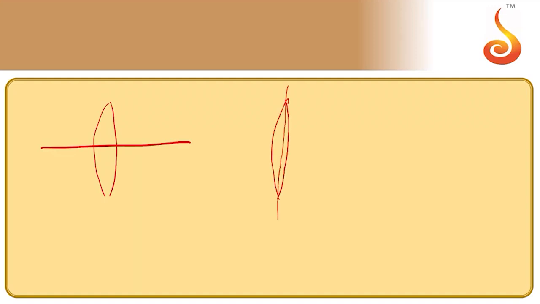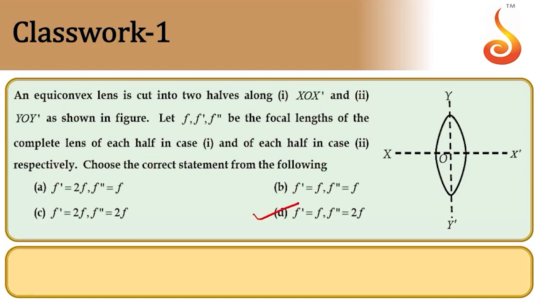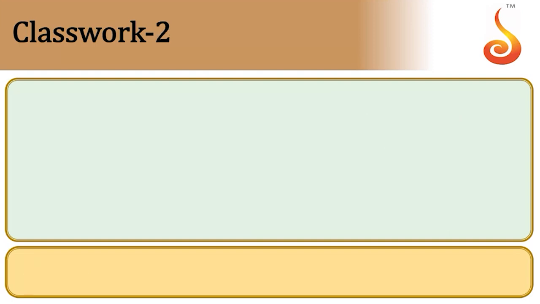Now, in the first case, it is kept like this, and in the second case, it is kept like this. It is cut like this. In the horizontal cutting, f' is equal to f, because R1 and R2 do not change. While in this case, f'' becomes 2f, because R1 or R2, any one of them becomes infinite. Thus, f' is equal to f, while f'' is equal to 2f. D is the correct choice. Example 2.